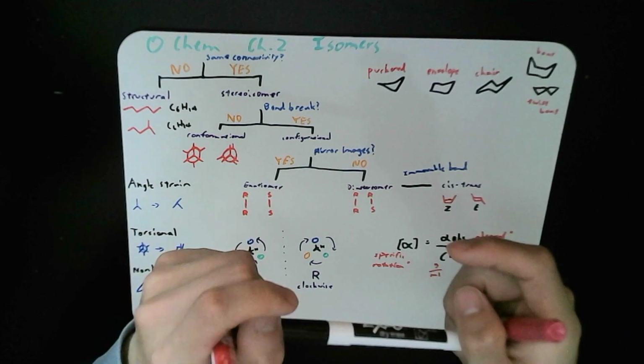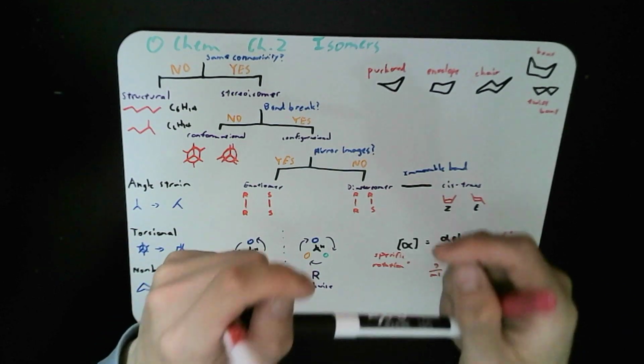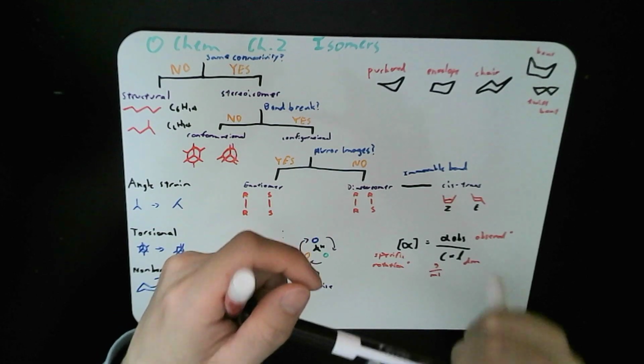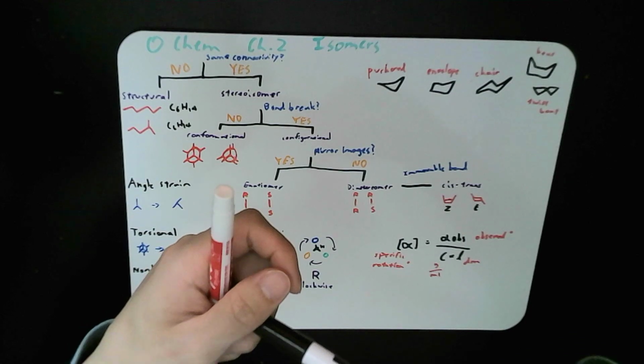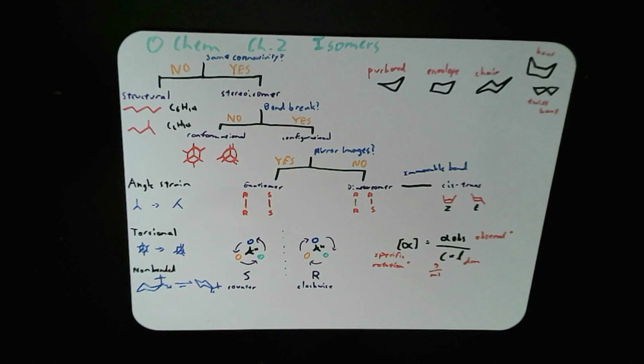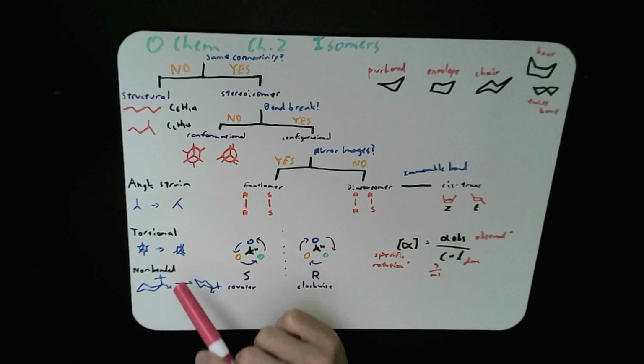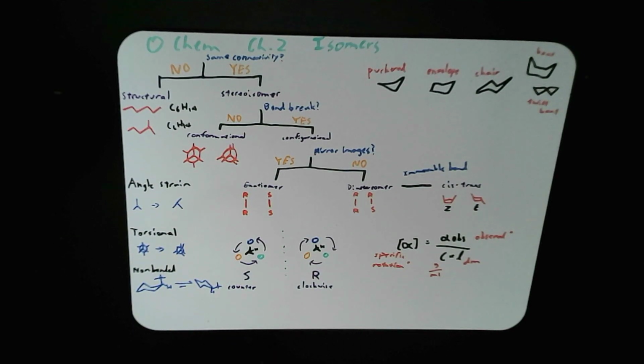Electron cloud space here, so they may push each other away a bit further, so you may not have a perfect staggered position. It may be even further. So non-bonded strains are mostly caused by van der Waals forces.